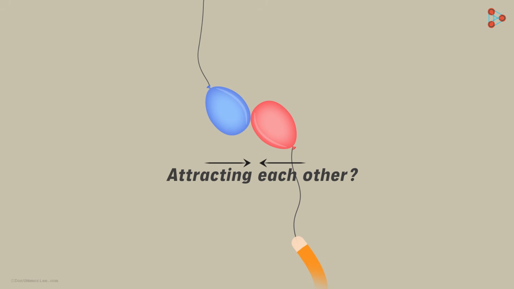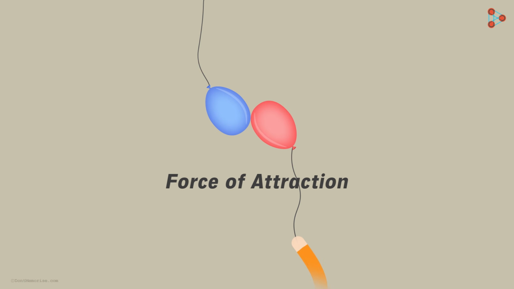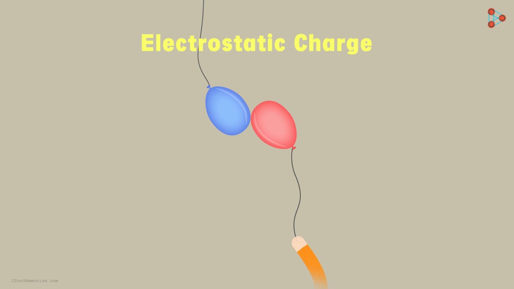Why is this happening now? It's happening because of the force that acts between them. The force is attractive in nature. But this attractive force was not present initially before rubbing. Something must have happened to this balloon after we rubbed it with the woolen cloth. We can say that this balloon acquired something from the cloth after rubbing. And that something is what we call electrostatic charge.